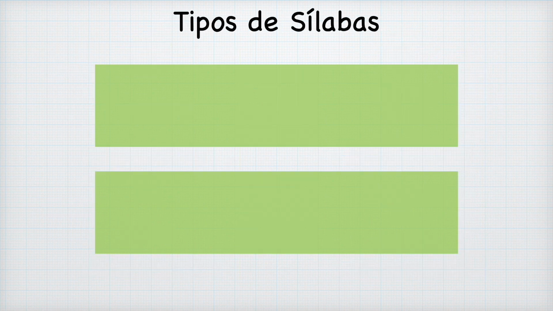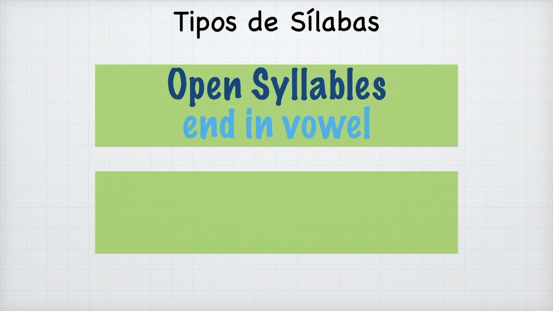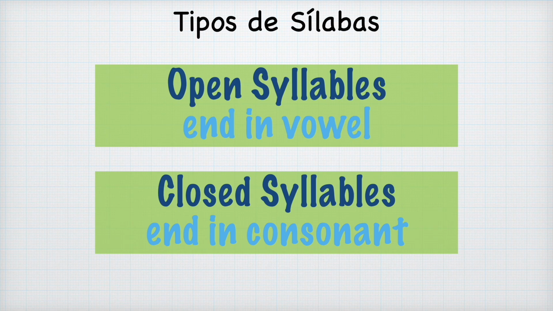Hay dos tipos de sílabas. There are two types of syllables. Open syllables end in a vowel, and closed syllables end in a consonant. Spanish tends to prefer the open syllable structure, so we'll focus a lot on the exceptions today.